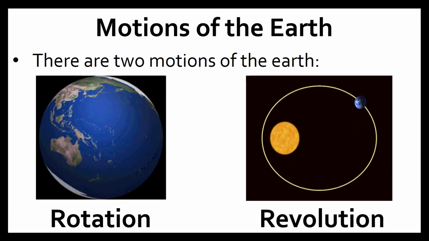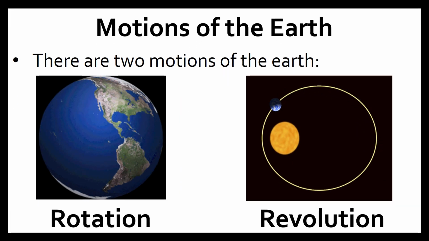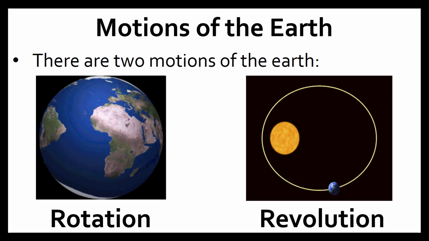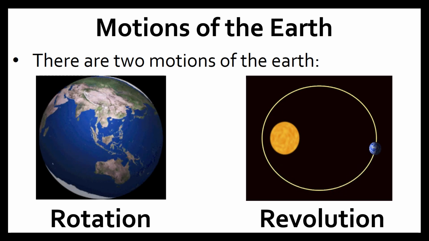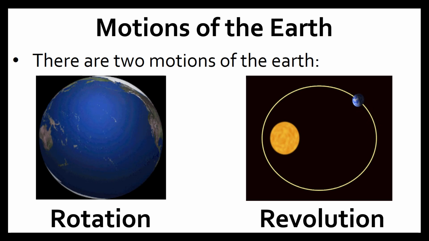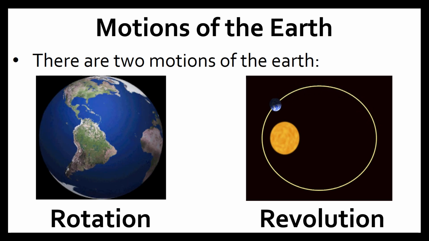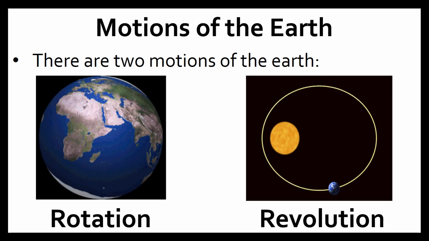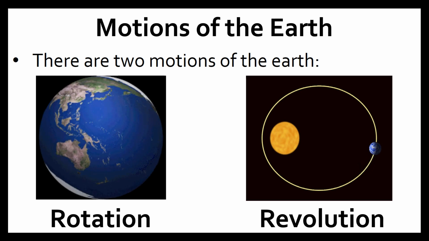So students, like other planets, there are two motions of the earth. Number 1, rotation, and number 2, revolution. Now, let's look into each of them in further detail.